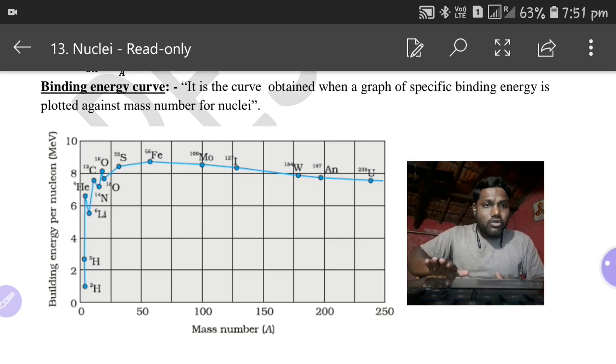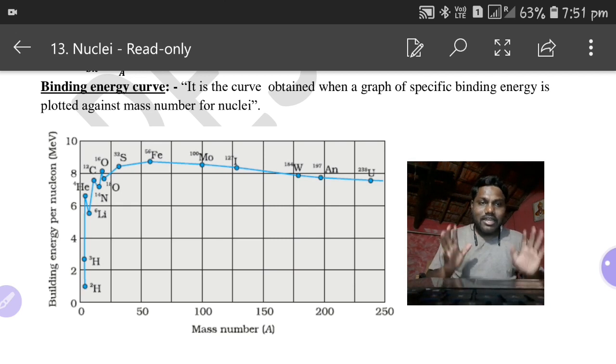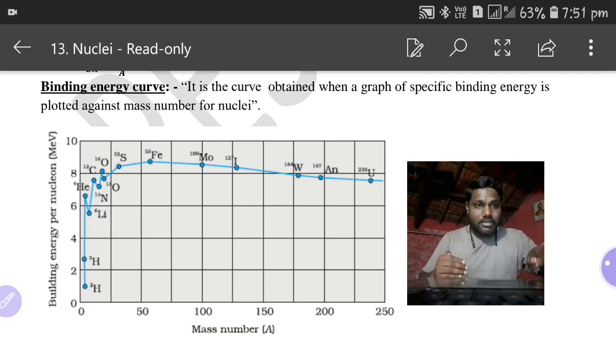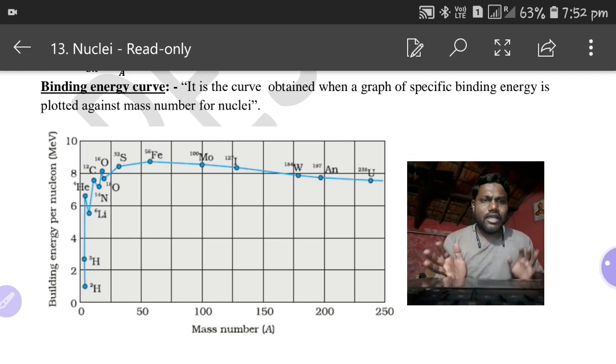That means the nuclei with mass number less than 30 and the nuclei with mass number more than 170 have less binding energy per nucleon. That means they are less stable in nature. Is this clear? They are less stable because their binding energy per nucleon is also less, which means only a little energy is required to break the nucleus.